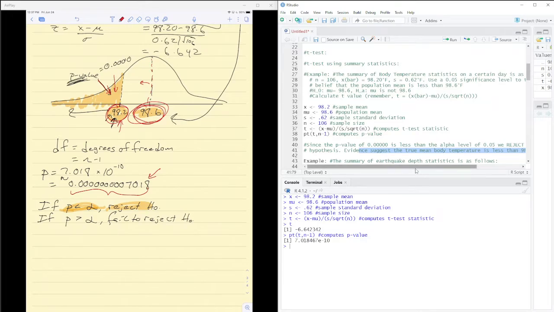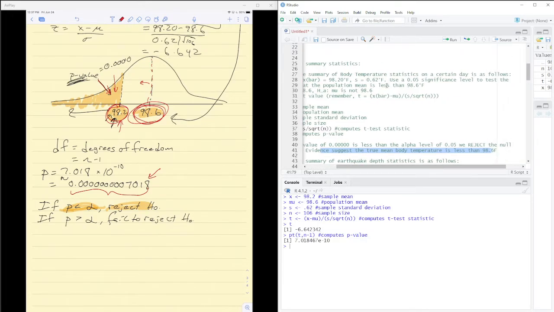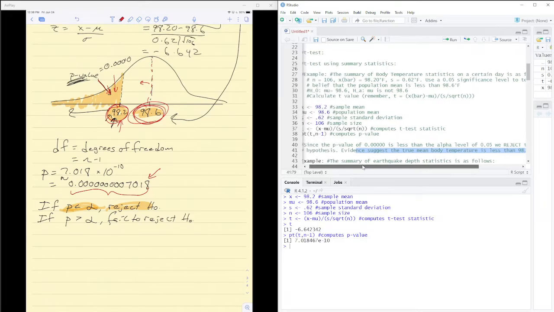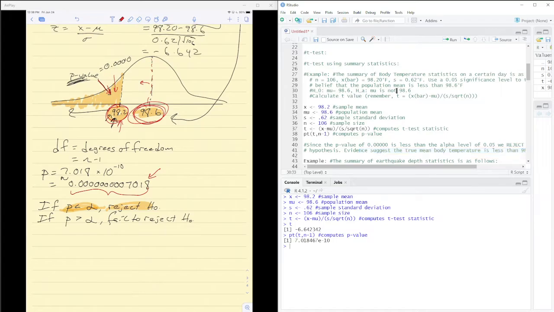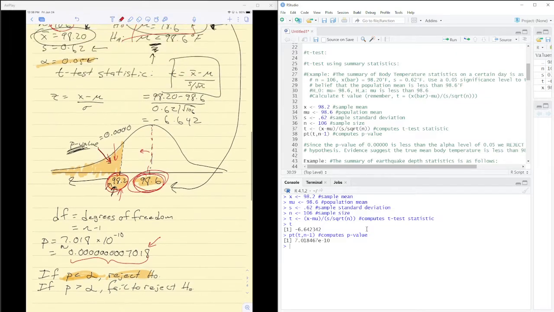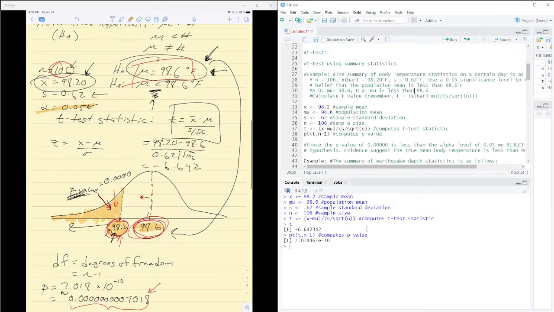Evidence suggests the true mean body temperature is less than 98.6, which is your alternative hypothesis. So this is not 98.6, it is less than. You reject the null in favor of the alternative here. So your evidence suggests that the true mean is less than 98.6 is the conclusion here.